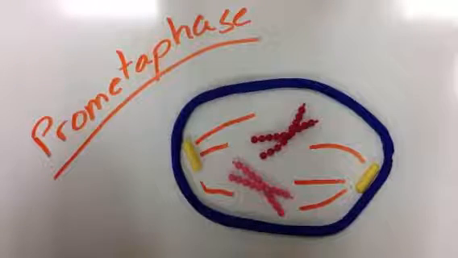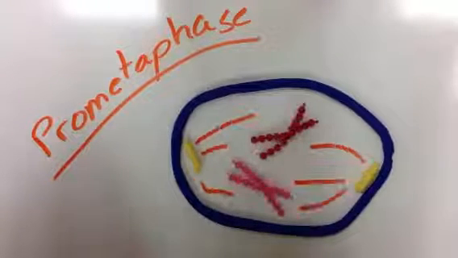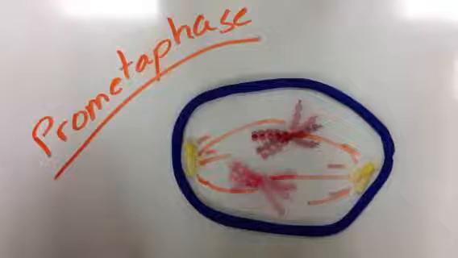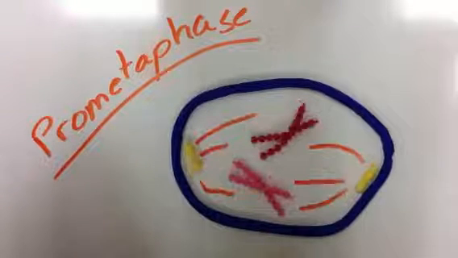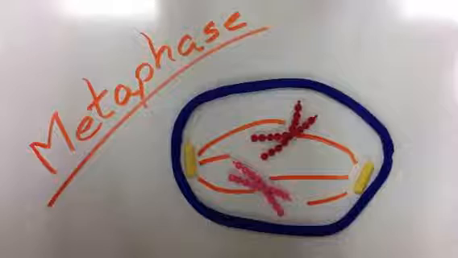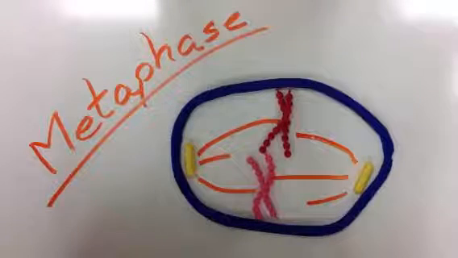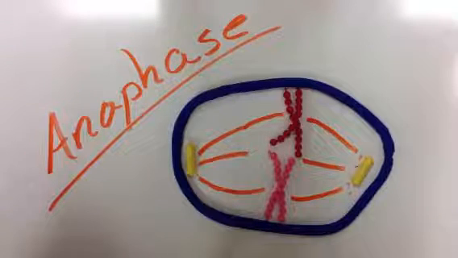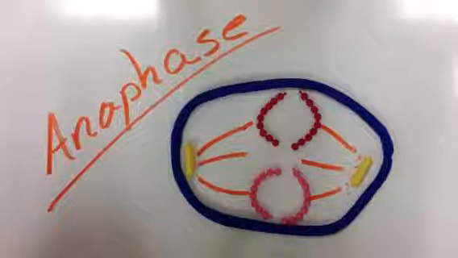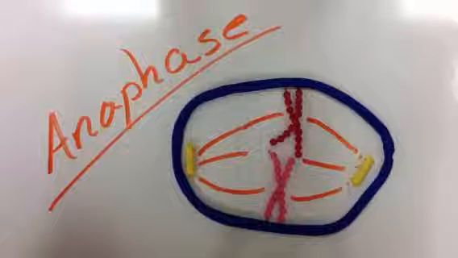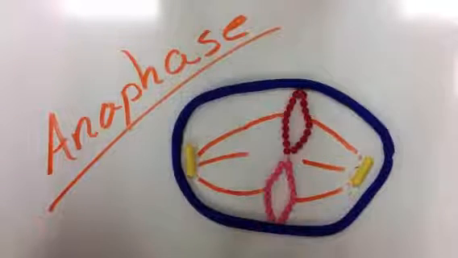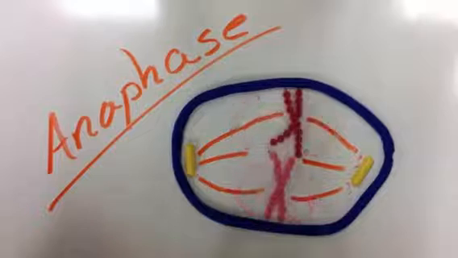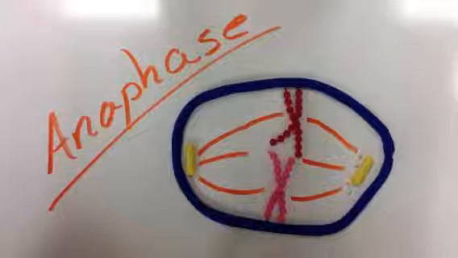In prometaphase, kinetochore spindle fibers stretch out from each centrosome and connect to the chromosomes. During metaphase, chromosomes line up along the center of the cell on what's called the metaphase plate. In anaphase, sister chromatids are ripped apart and become daughter chromosomes. They are then pulled towards opposite poles by the kinetochore spindle fibers. This is also the shortest phase in mitosis.